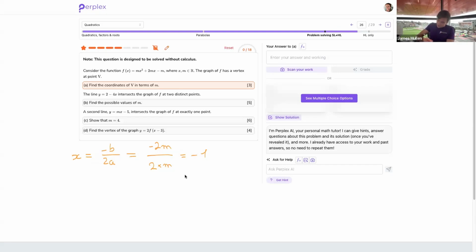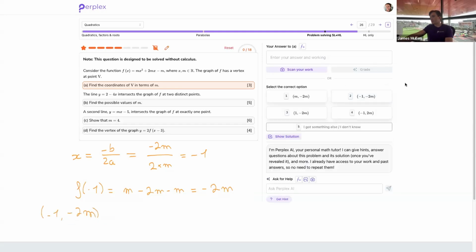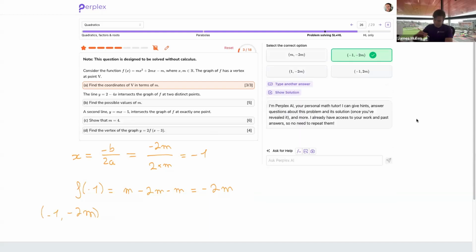And if I plug that in, I can do f of minus 1 to find the y coordinate. And I'm going to do m times negative 1 squared is m, minus 2m, minus m. So this is just going to be negative 2m. So the coordinates of the vertex are negative 1 comma negative 2m. And let's see if that is one of the answers. Negative 1 comma negative 2m.